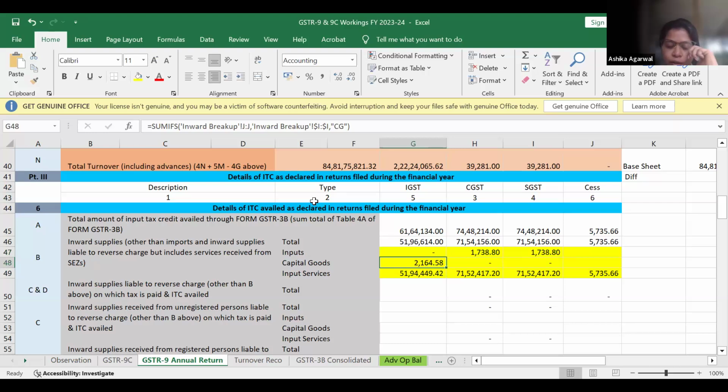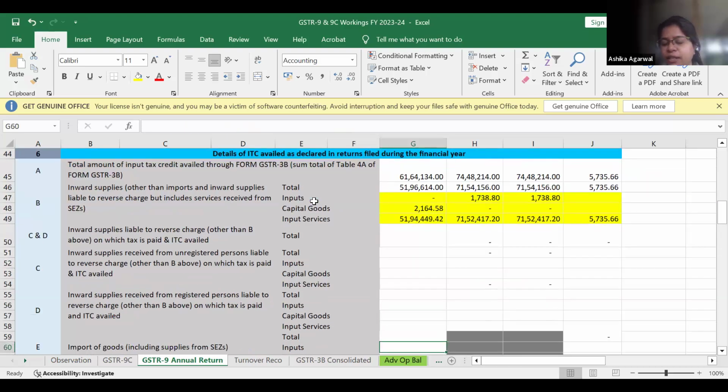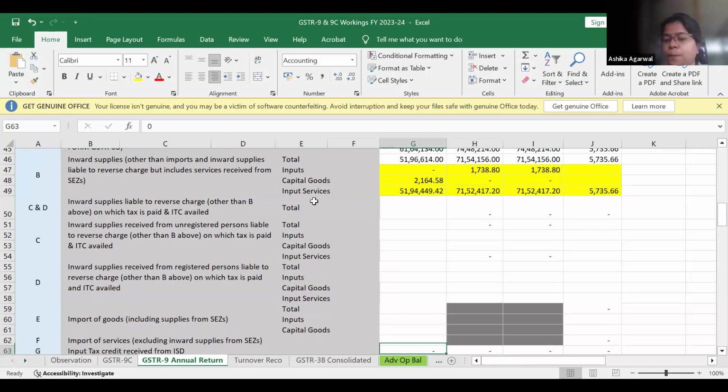Bifurcation of capital goods, I already said how the checking is to be done. For input and input service, you have to see what line of business the client is in. Based on that you can do it, or otherwise it is still optional. You can report all under inputs. Anyhow, you can't show ITC more than what you have reported in 3B. So what is availed in table 6 will match with your GSTR 3B ITC claim in total of table 4A.